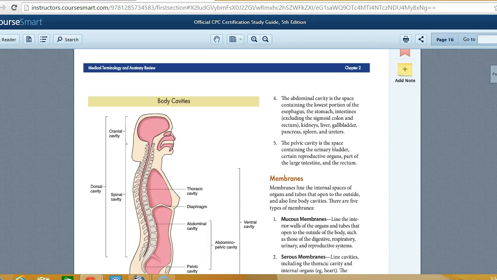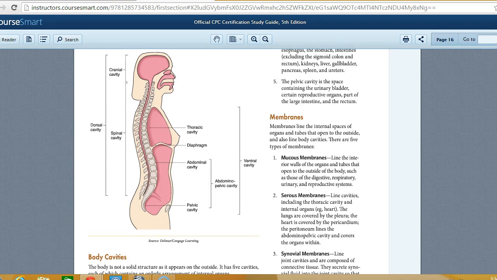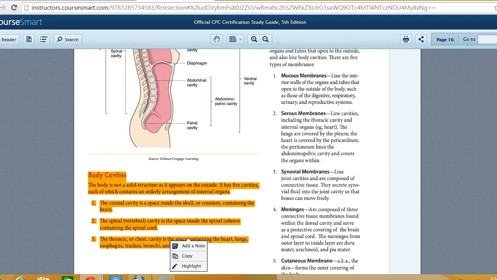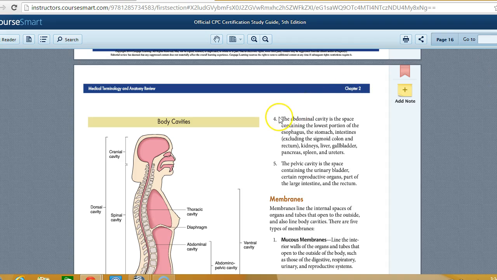All right, now the cavities. Make sure you know what is found in each cavity of the human body. So here you start right here with your cavities, starting with the cranial, the spinal, and the thoracic, and it tells you all of the organs that are found there, on down to the abdominal and the pelvic cavities. So make sure you know what's found in each one of your body cavities as well.